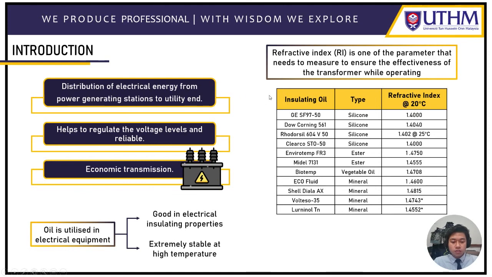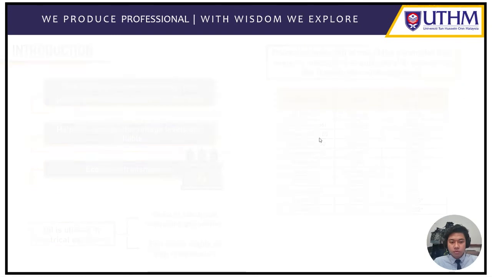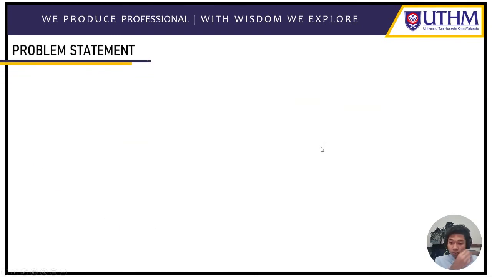So this is some typical oil that is used for transformers. This is the insulating oil, type of oil, and the refractive index at 20 degrees Celsius. Next we move to problem statement.